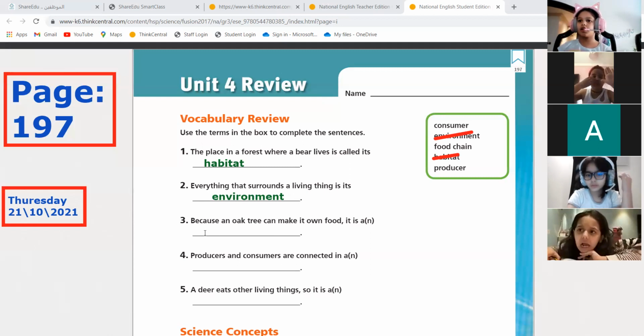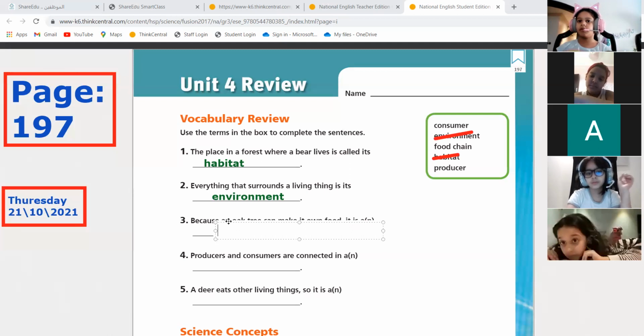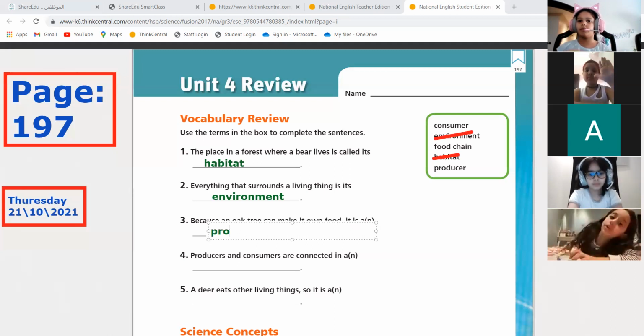Let's see. Hi, Yasmina. Do you agree with Lamar? No. What is it? Producer. Yes, excellent, Yasmin. It's producer. Why is it a producer? Because it produces its own food. It makes its own food.